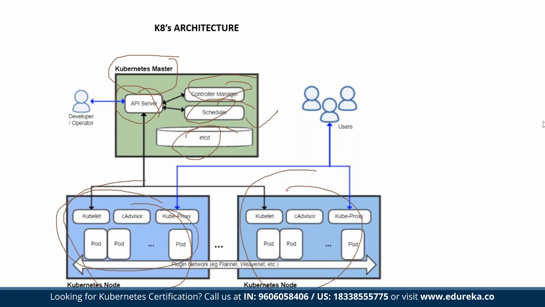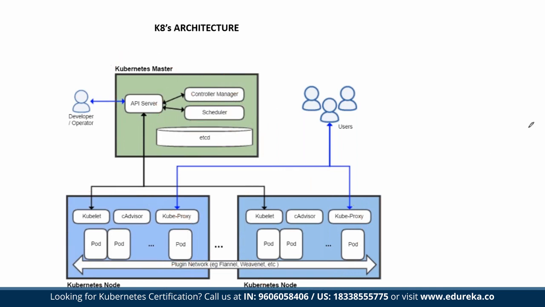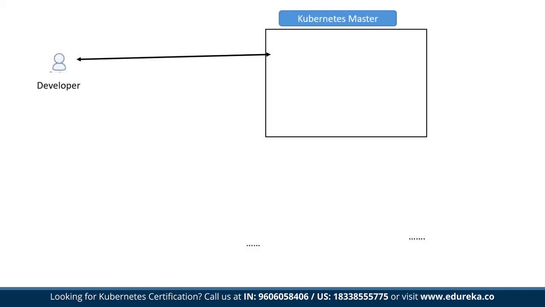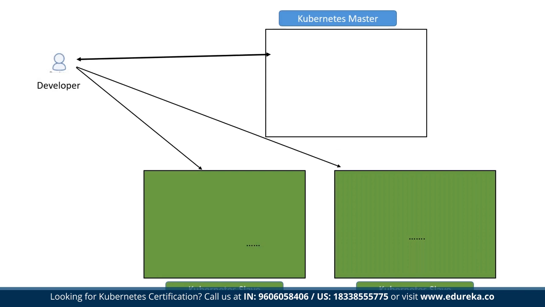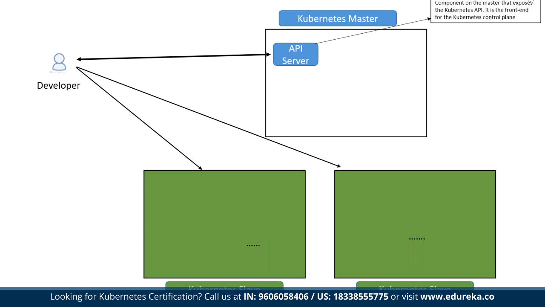To make it very easy, I have created one slide, guys. You can see a developer who wants to communicate with the master and the slave. We have a master component and a slave component. Inside the master, we have an API server. If you want to use your Kubernetes cluster programmatically, you have to have some APIs, and a console which can be called using commands. That is your API server. It is the component of the master that exposes the Kubernetes API, the front end for the Kubernetes control plane. So if you want to use Kubernetes programmatically, you should have REST APIs exposed.